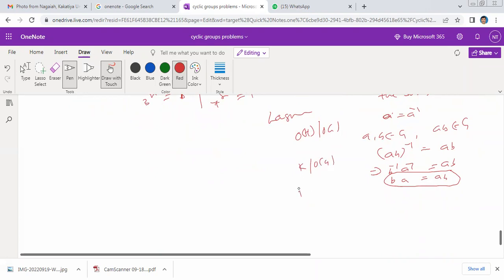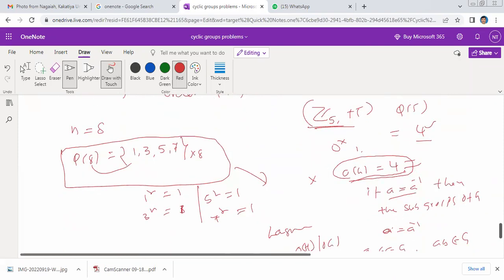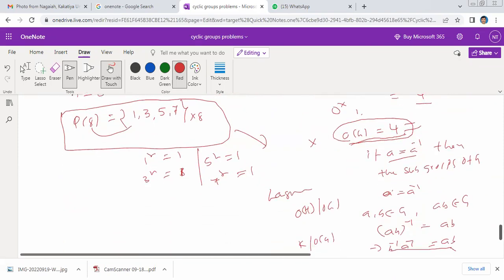The factors of 4 are 1, 2, 4. So order of H1 is 1, order of H2 is 2, order of H3 is 4. These two are trivial subgroups, and this one is a non-trivial subgroup. Therefore the number of subgroups is 3. The answer is 3.